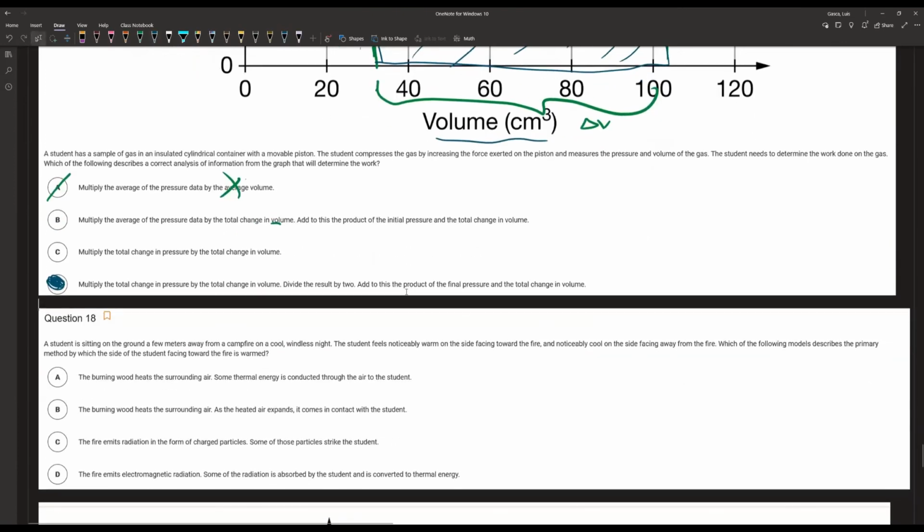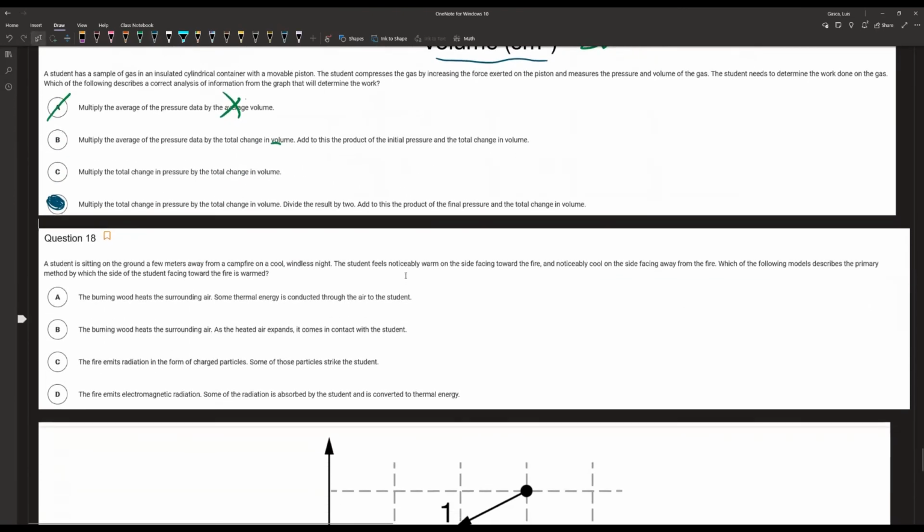18. A student is sitting on the ground a few meters away from a campfire on a cool, windless night. The student feels noticeably warm on the side facing toward the fire and noticeably cool on the side facing away from the fire. Which of the following models describes the primary method by which the side of the student facing toward the fire is warmed?